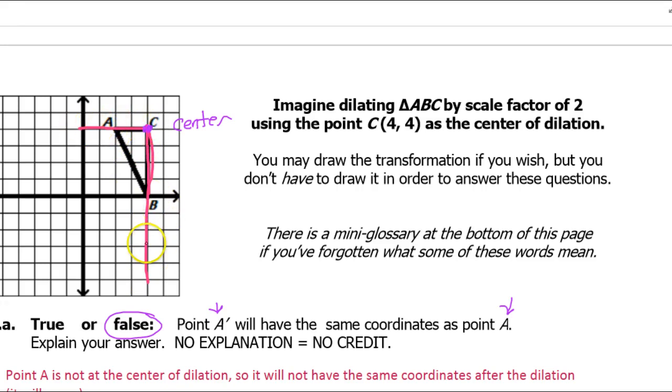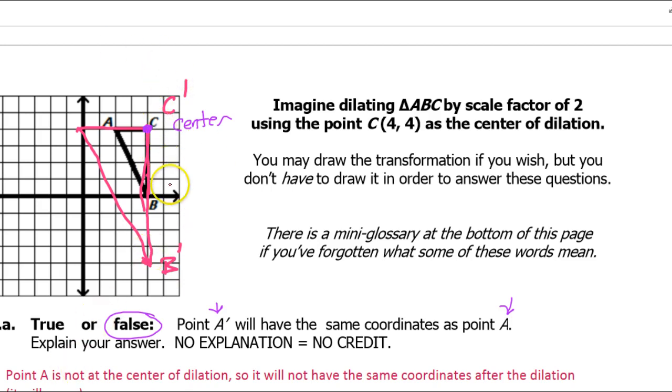Okay, I think I went too far. 3, 4. Yeah, it should end right here. So when you do this dilation, it's going to be like this. All right, I went too far. So bootleg this drawing. But yeah, B prime, C prime is still going to be vertical.